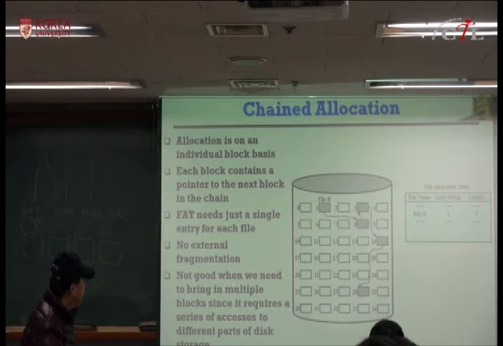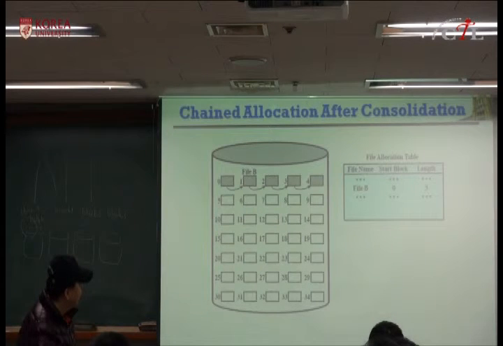But it's not good when you need to bring in multiple blocks because blocks are scattered, right? Which means if you consider disk access, then it's going back and forth, so it increases disk access time if you read in multiple blocks. So what do you need? If you want to improve performance, you need consolidation, which means you sometimes move these chained blocks into contiguous blocks, and then you can improve I/O performance. So from time to time, you do some consolidation to improve I/O performance. Okay, that's the chained allocation.